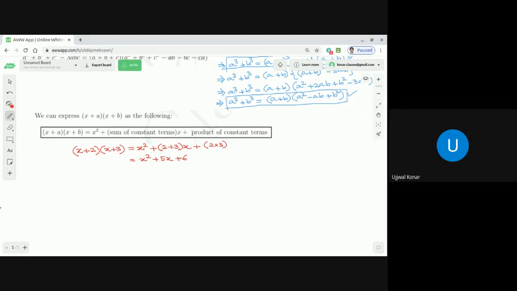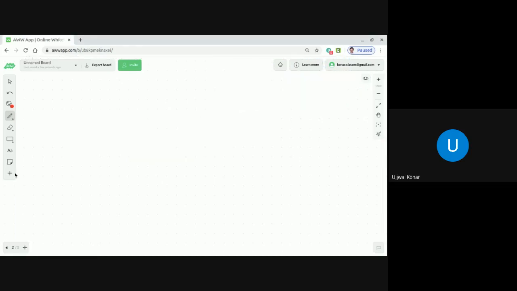Now the next topic I'm going to discuss is how we can express a square plus b square plus c square minus ab minus bc minus ca as a sum of squares. So our next point of discussion is something like that, and I'm going to derive it along with you. As I said, dear students, you can also open your notebook and do along with me. In case you are not doing, please do it now. So we are going to express a square plus b square plus c square minus ab minus bc minus ca as a sum of squares.